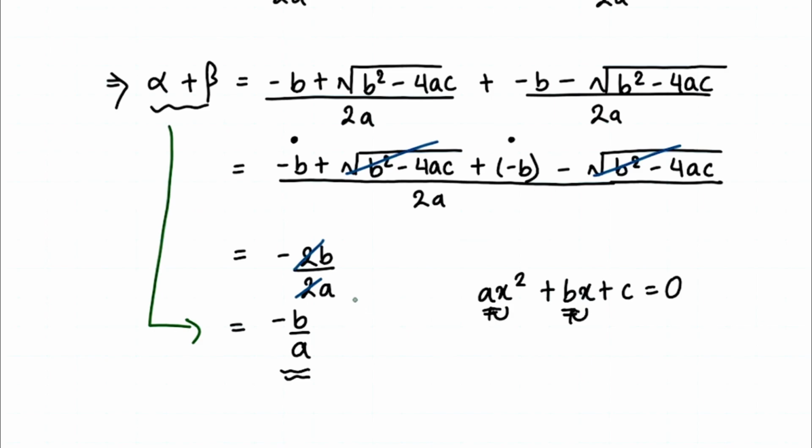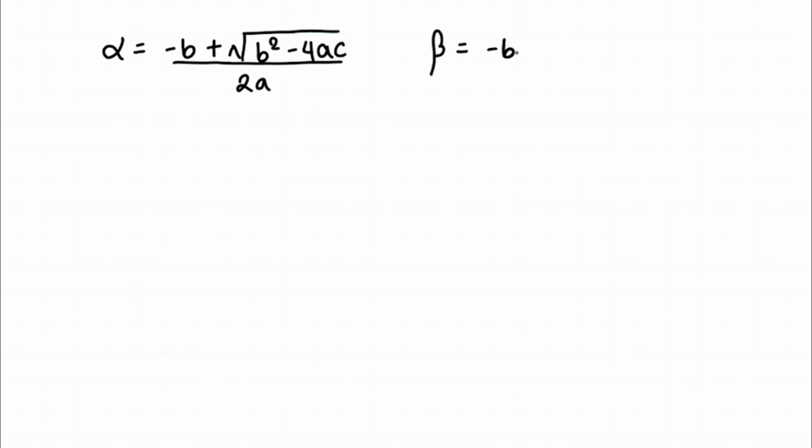Okay. Now let's do the same for the product of the roots of the quadratic equation. So again, we have our alpha as minus b plus square root b square minus 4ac divided by 2a, and our beta as minus b minus square root b square minus 4ac divided by 2a. Now the product of these two roots should be c by a, right? So let's check that out.